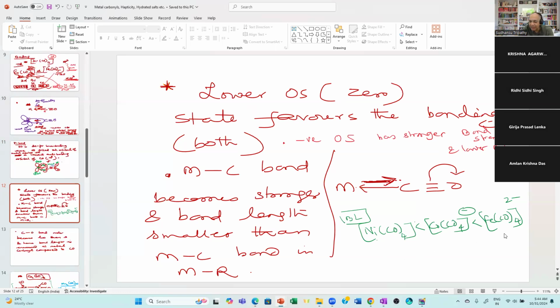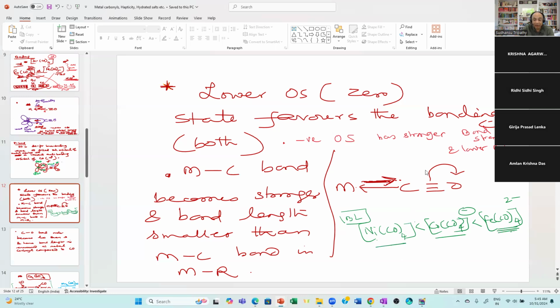Therefore, I have given an example where nickel is in the zero state, here cobalt is in the -1 state. The coordination number is 4, all are tetrahedral complexes, but here iron is in the -2 state. So extra 2 electrons have been fed. Carbon monoxide is neutral. So you find the stability of this is greatest, followed by this, followed by this.